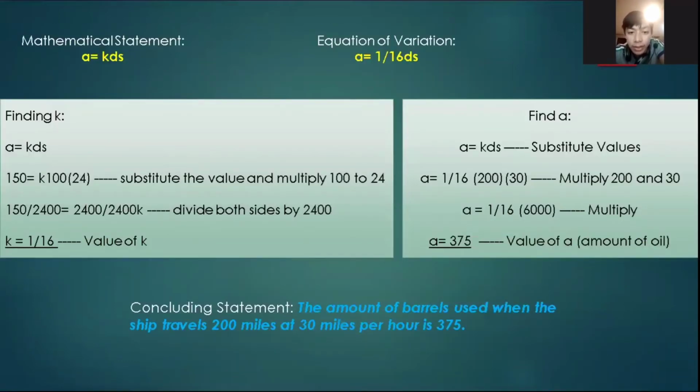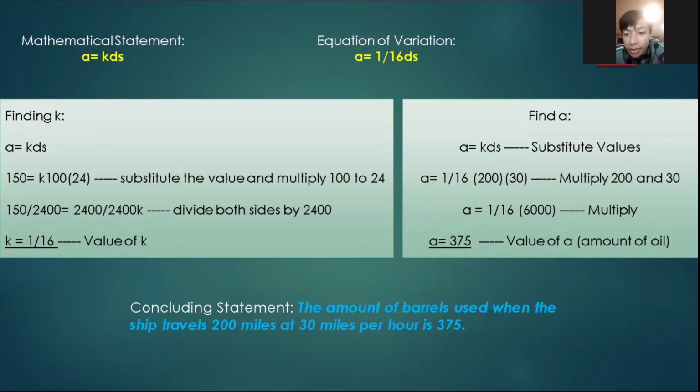Mathematical statement: A equals KDS. Equation of variation: A equals 1 over 16 DS. Finding K. A equals KDS. Substitute the value and multiply 100 by 24. 150 equals K times 100 times 24. Divide both sides by 2,400. 150 over 2,400. Value of K: K equals 1 over 16.